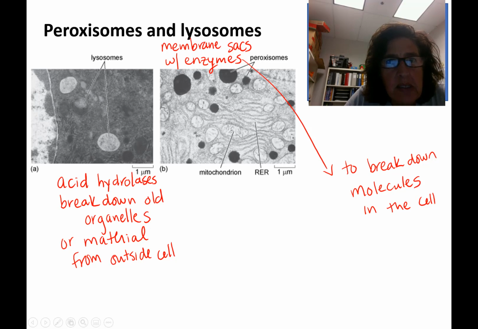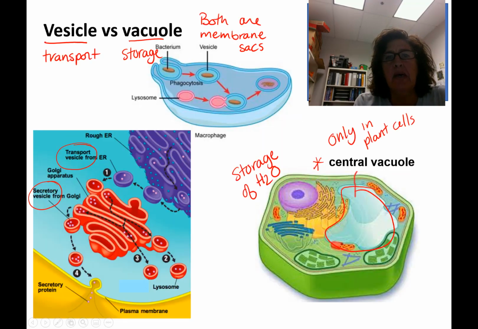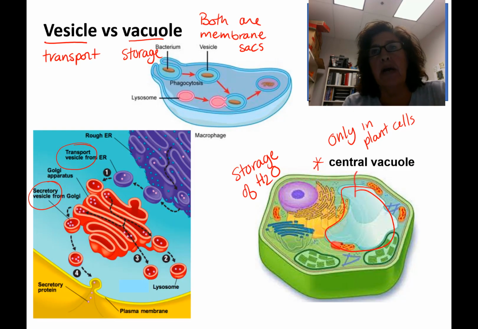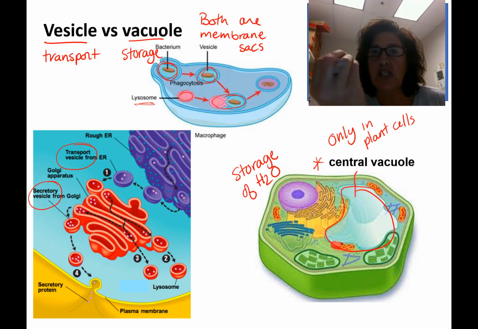So if we go back one slide, you can see that this is a picture of what we call a macrophage, and that's part of your immune system. What macrophages do is they go around your body looking for foreign objects like bacteria. This macrophage took its membrane and made a circle of membrane, made a vesicle around that bacteria. And then here comes the lysosome, which is another membrane sac, but now it has enzymes in it. And these two mush together.